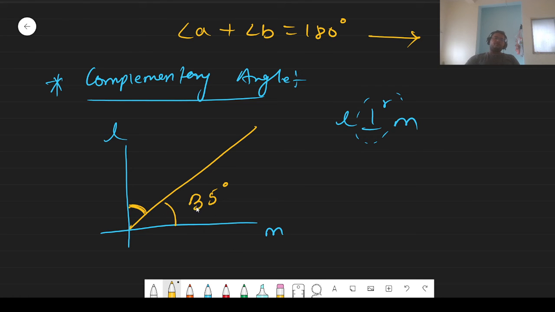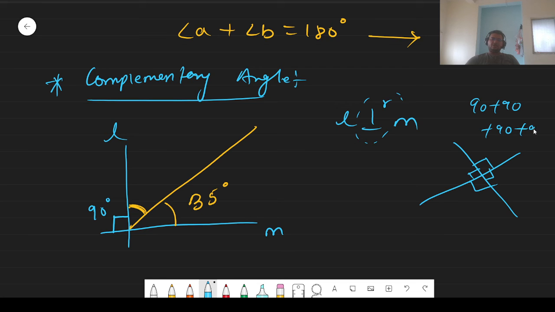Fine. So this is 35 degrees, and we know the whole angle is 90 degrees, because these lines are perpendicular, right? What do you mean by perpendicular? When two lines intersect each other and make a 90 degree angle on all sides, it will be 90 degrees everywhere. So 90 plus 90 plus 90 plus 90 leads to 360 degrees. Fine.